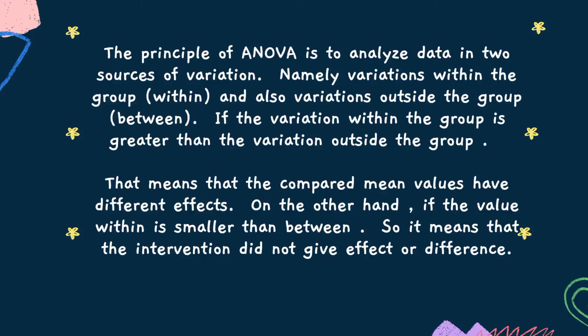The principle of ANOVA is to analyze data in two sources of variation, namely variation within the group, or within, and also variation outside the group, or between. If the variation between groups is greater than the variation within groups, that means the compared mean values have different effects. On the other hand, if the within value is smaller than between, it means that the intervention did not give an effect or difference.